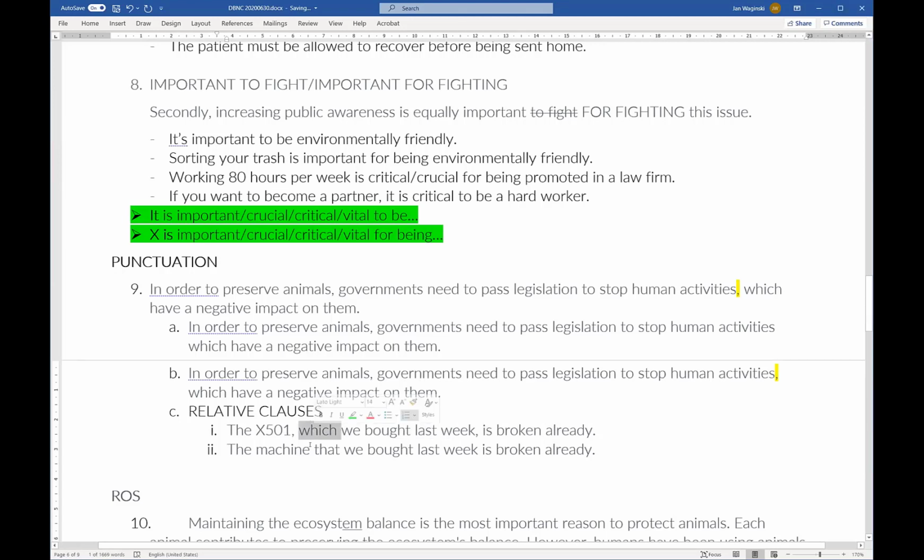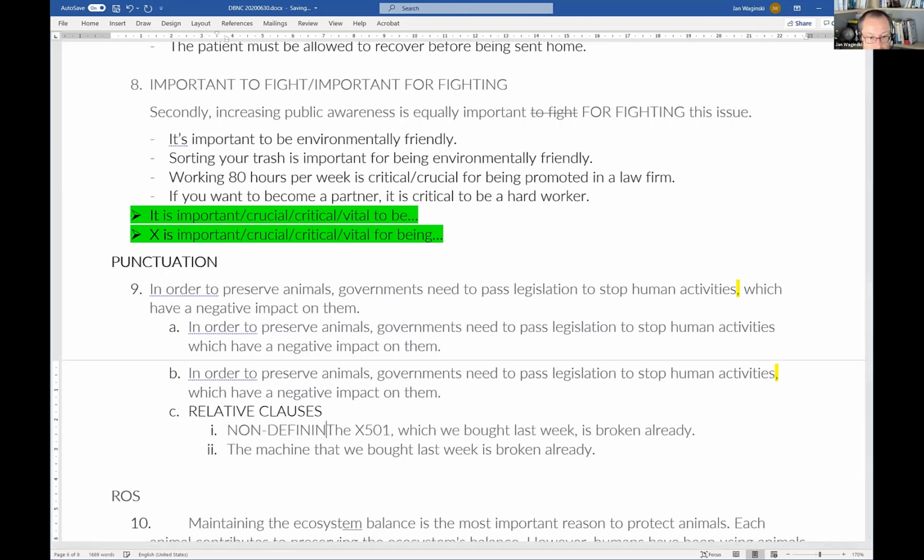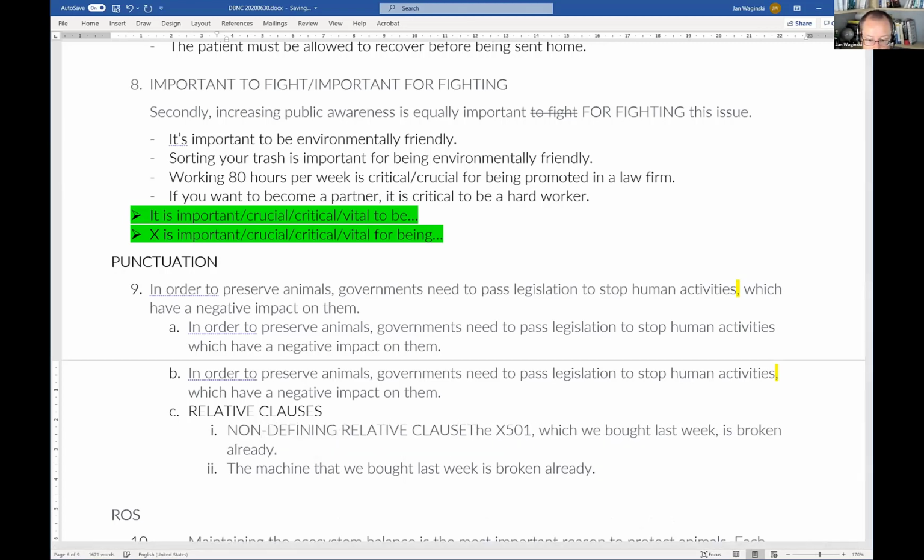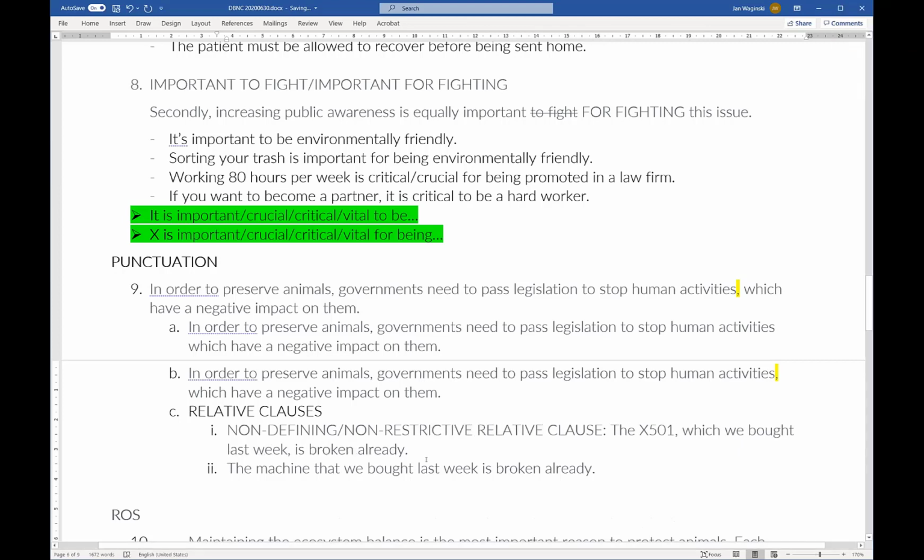Is which we bought last week extra information? Yes, exactly. It is an extra detail about the X501, precisely. In the second sentence, this is called a non-defining relative clause. In a lot of grammar books, it's also called non-restrictive. It's called non-defining because we don't need this piece of information to understand what this is. So it's not necessary to understand what the subject is.